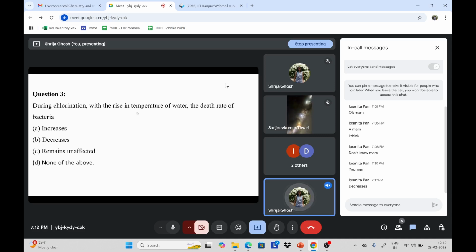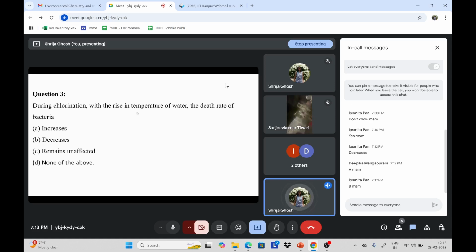So chlorination is basically done to disinfect the water. Okay. So now what do you think? If I'm telling you that chlorination is done to disinfect the water, then what do you think the death rate of bacteria is going to do: increase, decrease, remain unaffected, or none of the above? Okay. Deepika is saying A and Ipsmita is saying B. The correct answer is actually A.